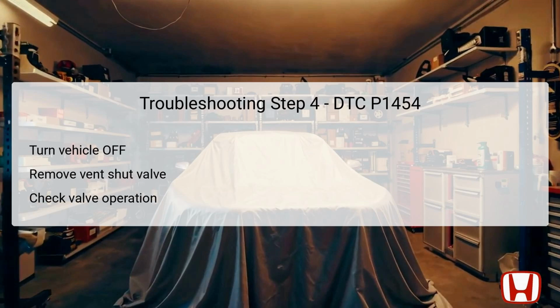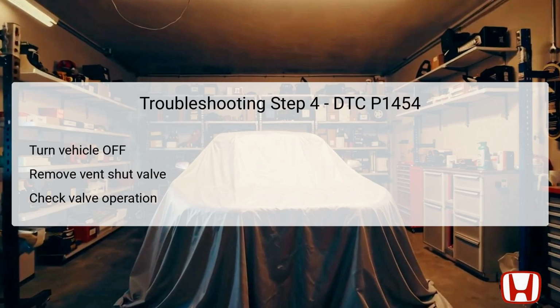In the fourth step, once again, the vehicle is turned to the off position before proceeding with the disconnection. The EVAP canister vent shut valve must be removed to check for any operational issues. After removing it, the 2-pin connector should be connected to the vent shut valve to facilitate further testing. The vehicle is then turned on, and a specific function test is performed using the HDS.